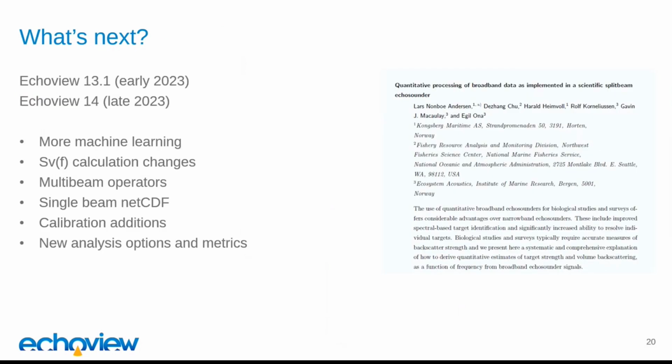What's next? Currently, we're working hard on development in both Ecoview 13.1, which will be early next year, and Ecoview 14 that will be later in the year. 13.1 will include some further advances in the machine learning space, also some updates to the calculation of SV of F, which is the wideband frequency response for SV data. That's calculation updates that have come out of a paper for which you can see a preview on the right. It's not formally published yet, but there's archived versions available. We'll make some changes to those SV calculations accordingly.